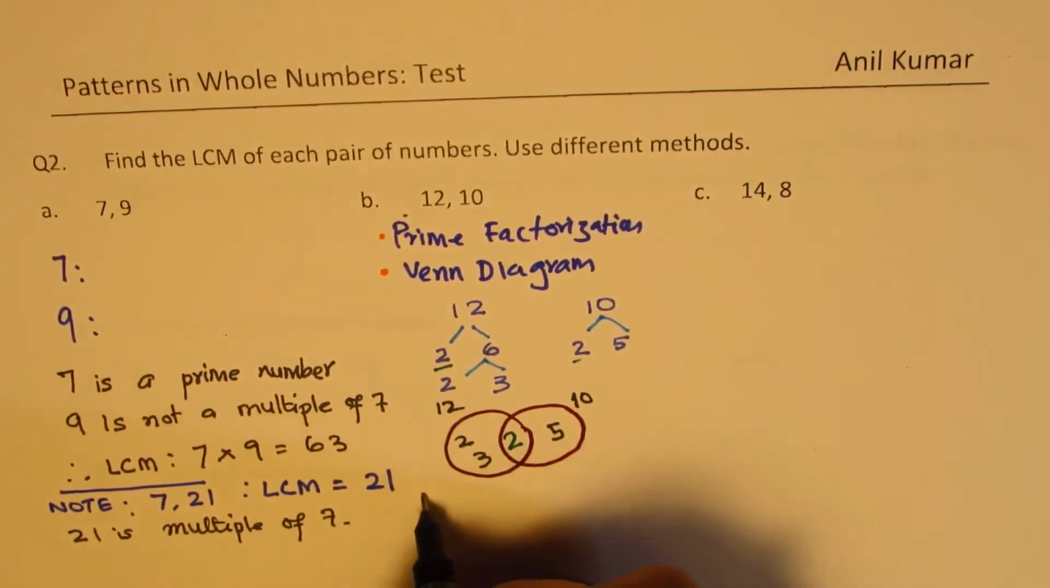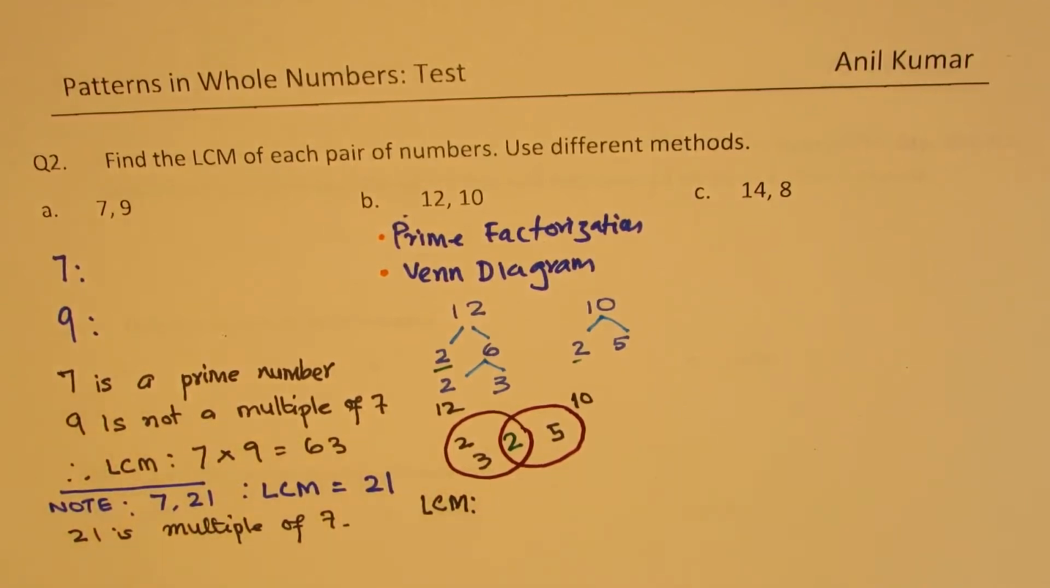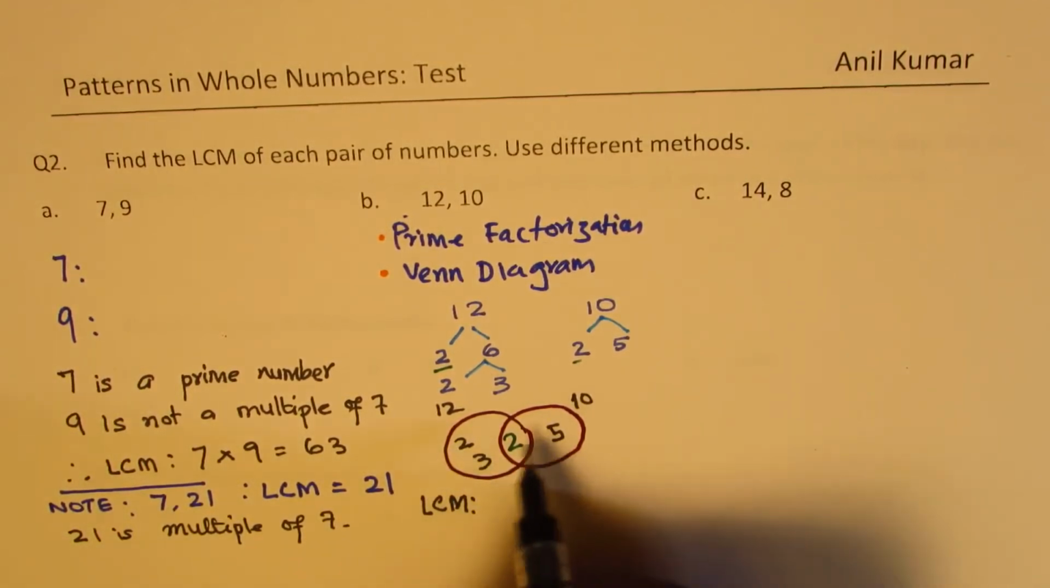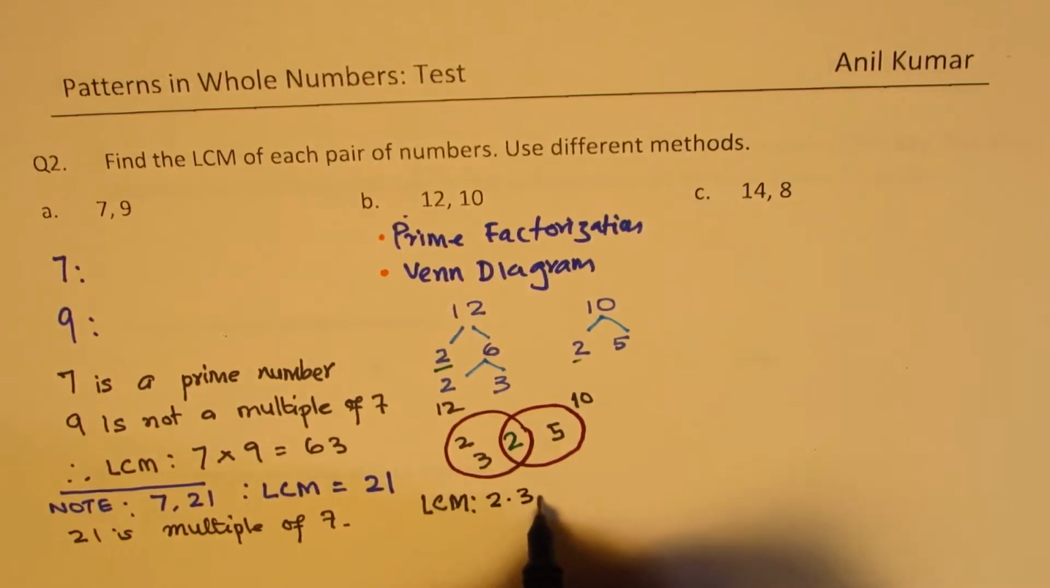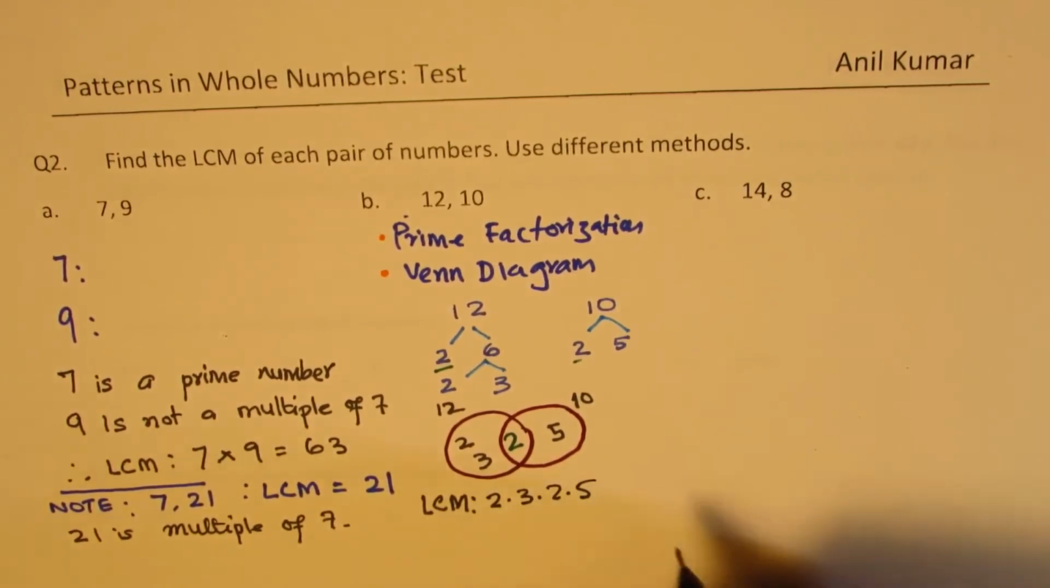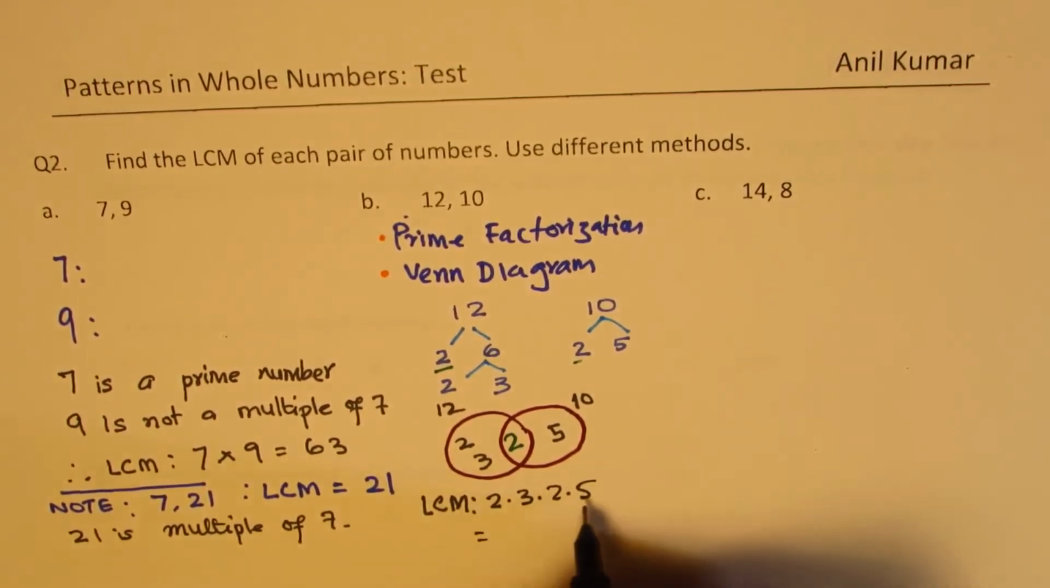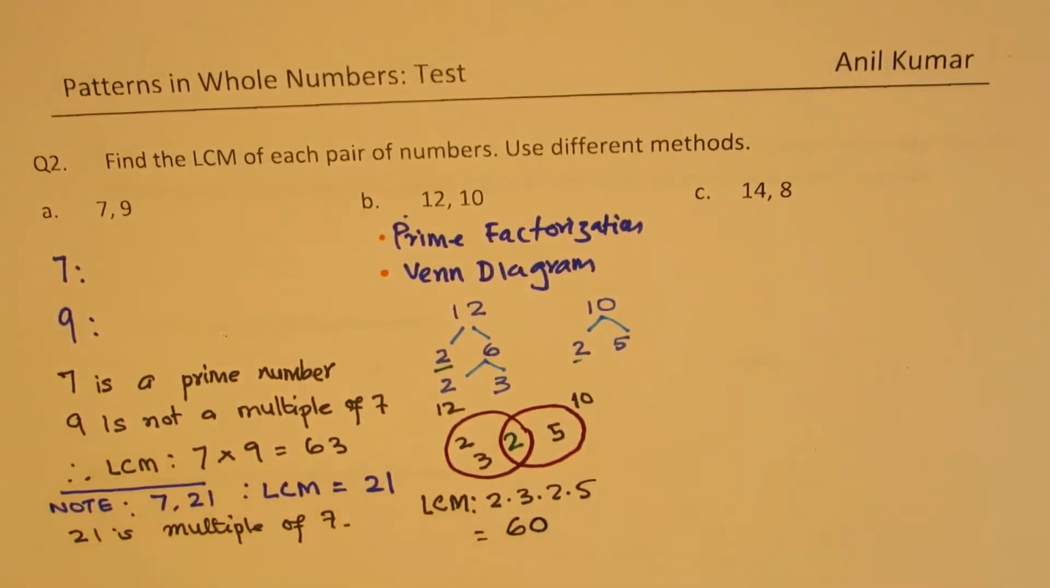Now from here, what is the lowest common multiple? Multiples are bigger numbers, right? Just multiply all these numbers. So we'll do 2 times 3 times 2 times 5 to get our answer, which is 60. Do you see that? So using prime factorization and the Venn diagrams, we can easily find the lowest common multiple.